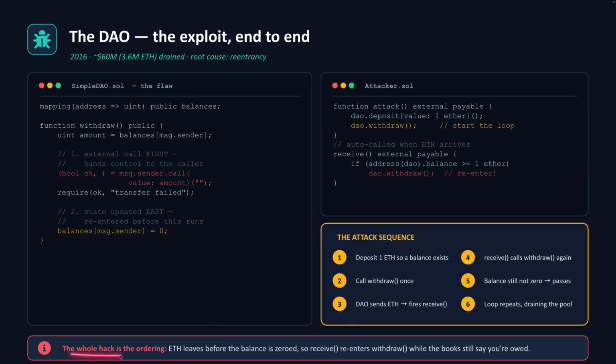The whole hack is the order. ETH leaves before the balance is zeroed. So receive re-enters withdraw, while the books still say you are owed. If this line had been written on top of the external call, there would have been no re-entrancy bug.